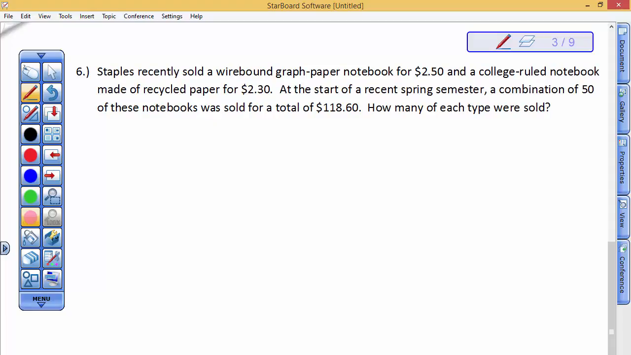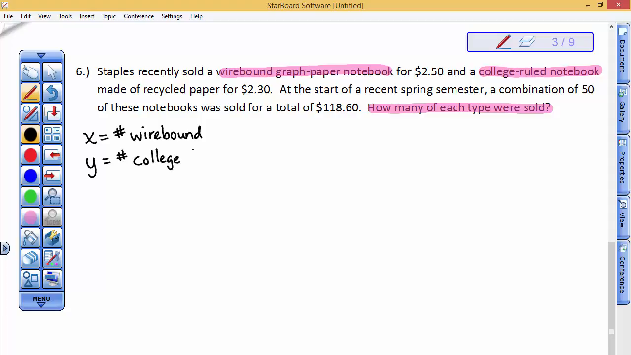Okay, so x is going to be, it does say here at the very end, how many of each type were sold. We're talking about wire-bound graph paper notebooks and college rule notebooks, and I want to know how many. So I'm just going to say here that X is going to represent the number of wire-bound notebooks, and Y is going to represent the number of college rule. So you really need to come out and say what X and Y represent. Very, very important. It tells us the cost for each.